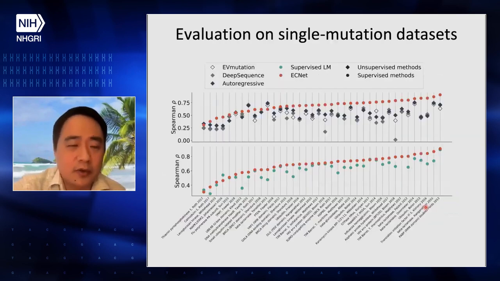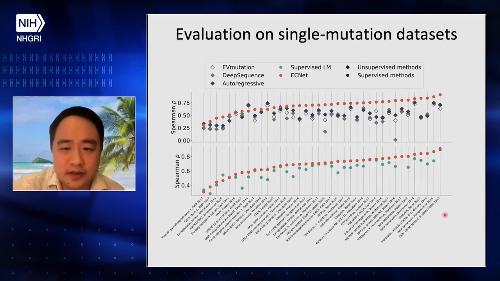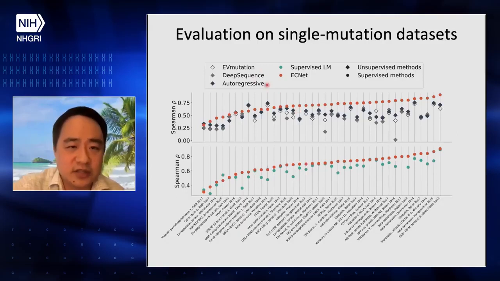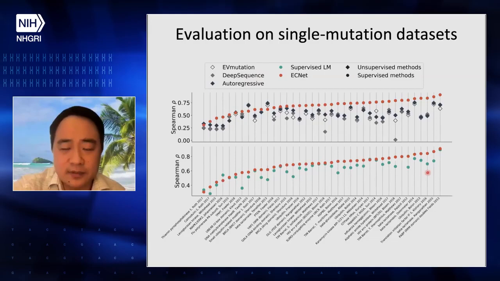function. So we have evaluated this on a large collection of deep mutational scanning data. These are single mutation data sets, and we perform rigorous cross-validation and show that it works much better than the previous unsupervised versions, such as EVFold or DeepSequence, and also better than the supervised models developed by the machine learning community.